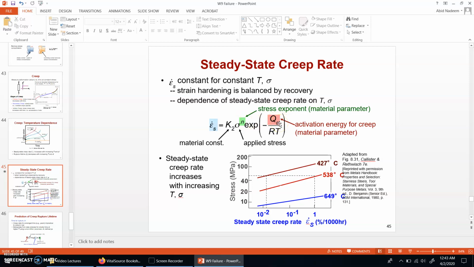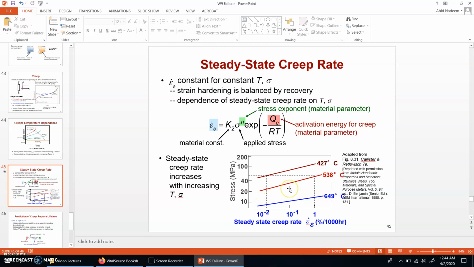QC is the activation energy for the creep, so it is also a material parameter, and R is the gas constant. So this type of expression can be used for calculation of the specific creep. So steady state creep rate increases with the temperature and the stress, that we have already described in the previous slide as well.